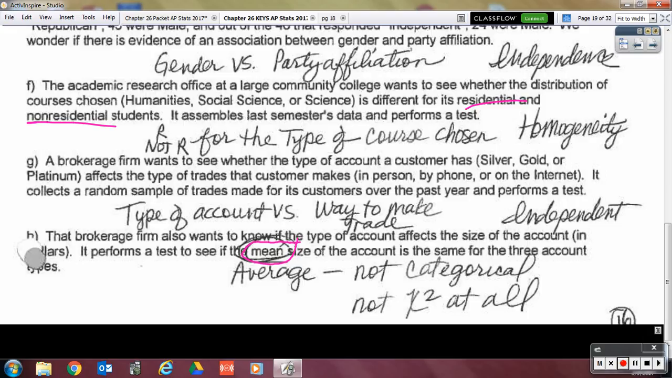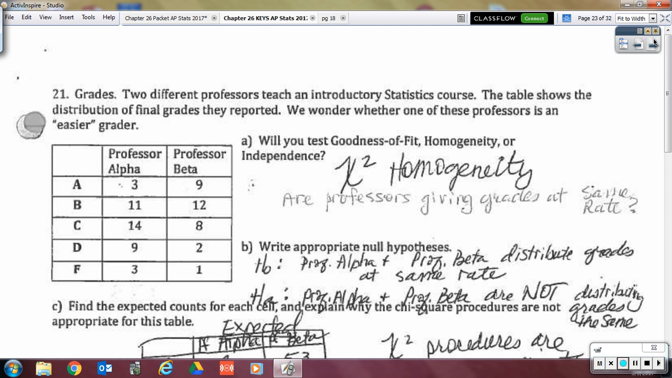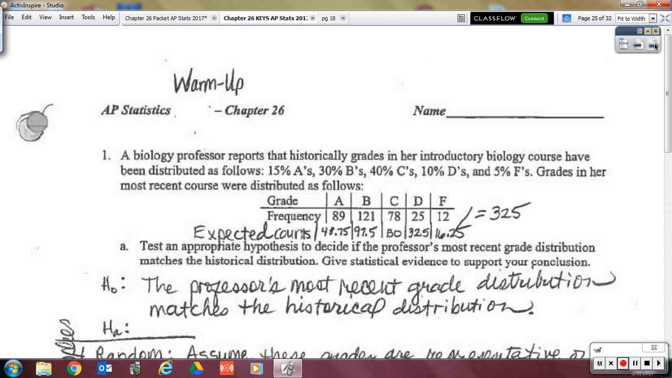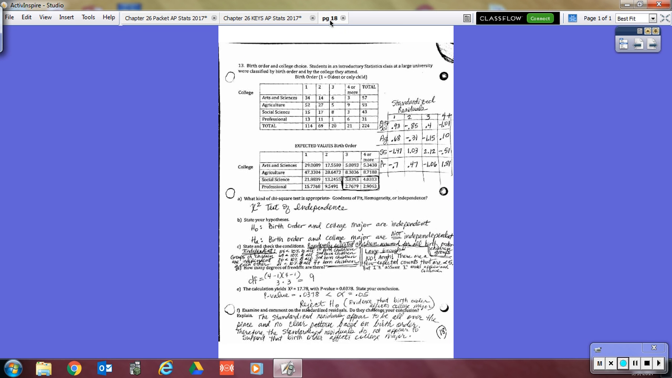All right, so I have shortened your assignment because I'm just that good. And you're going to do page 18, and then you will also do the warm-up, which is on pages 21 and 22, okay? So do page 18 and 21 and 22. I wanted to talk to you about the problem on page 18. Okay, let's take a look at that page 18 real quick.